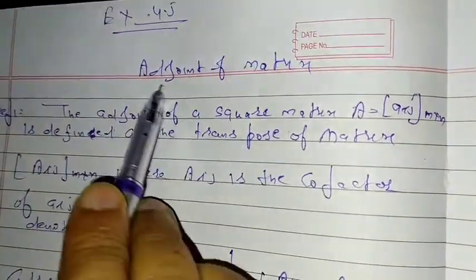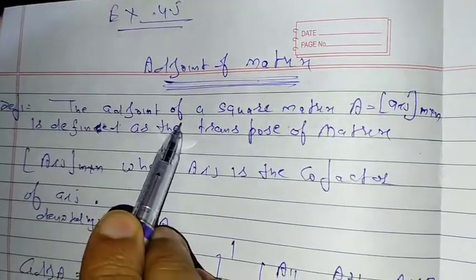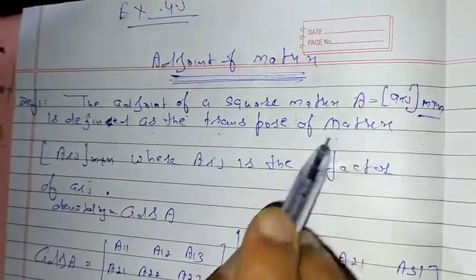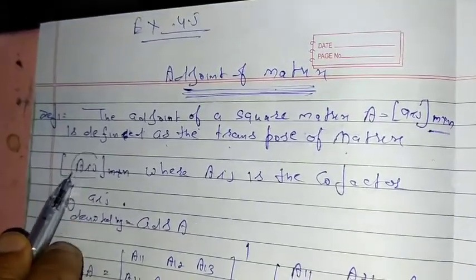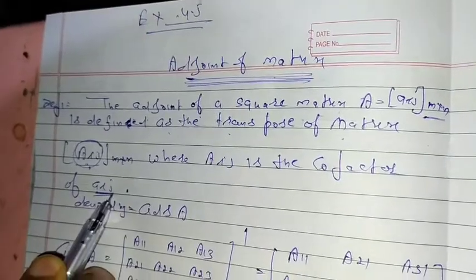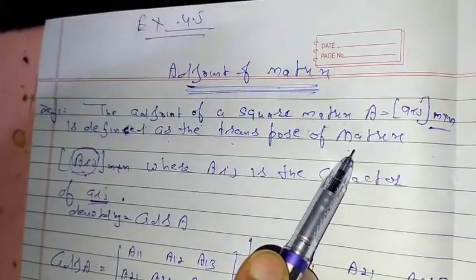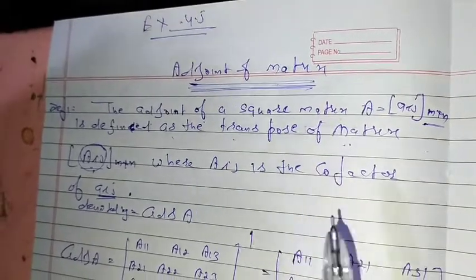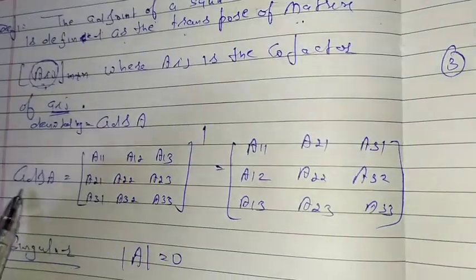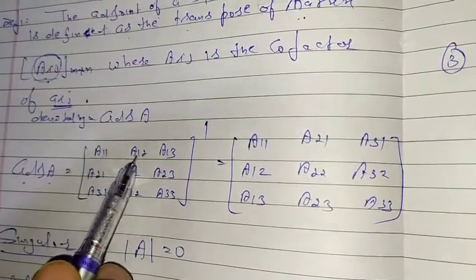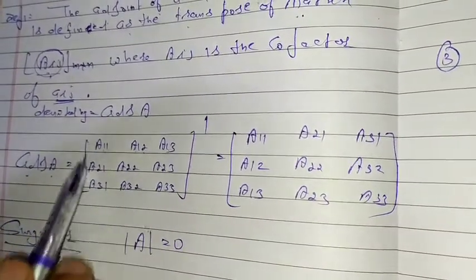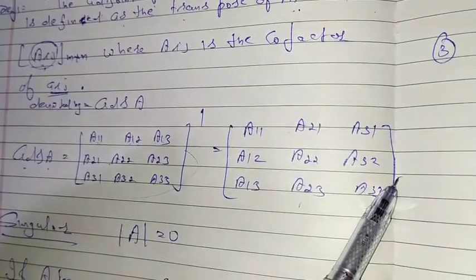Exercise 4.5. Adjoint of a matrix. The adjoint of a square matrix A of order m by n is defined as the transpose of the matrix of cofactors Aij. The matrix which is obtained from the cofactors, then the transpose of that matrix is called the adjoint of a matrix. For example, the adjoint of A: these are the cofactors of the corresponding Aij, A11, A12. The transpose of this, changing rows into columns, is called the adjoint of A.